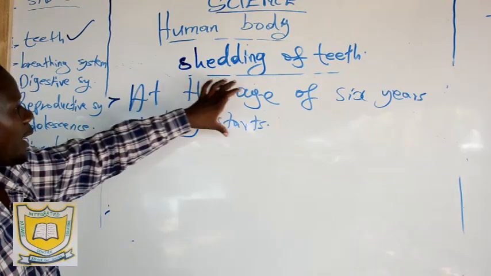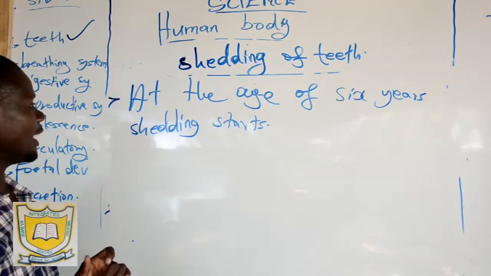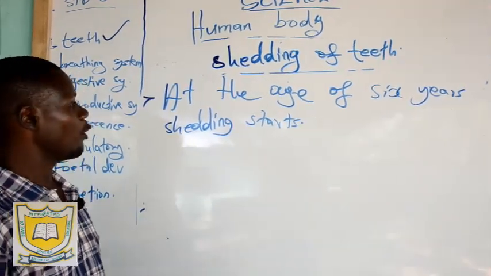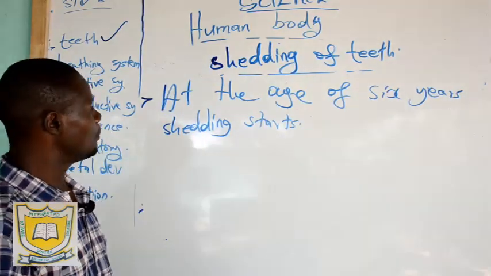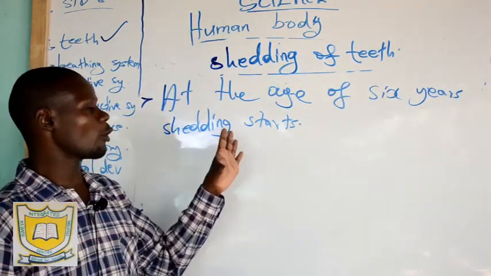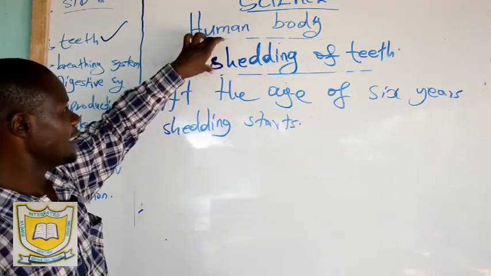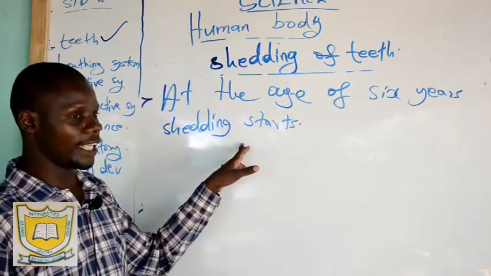When the primary teeth have been shed off, the baby starts growing the second set of teeth, which we have said is the secondary or permanent set of teeth. Now, the milk teeth are shed, but the permanent or secondary teeth are not shed.